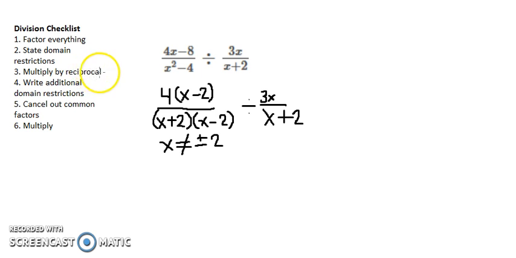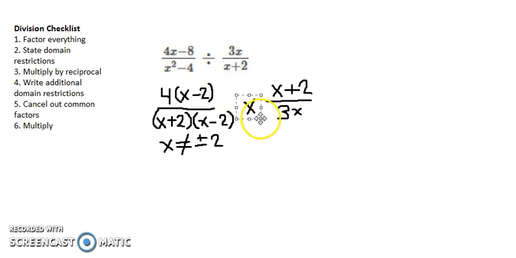And so if you look at the next step, it would be to multiply by the reciprocal. You'll recall that the reciprocal would be to flip the second fraction, and you get x plus 2 over 3x. So I'm just going to do that real quick. So multiply. I know it's an x, but that's for multiplication. And x plus 2 over 3x. Okay. I do not like that multiplication symbol I used. There, that's better.